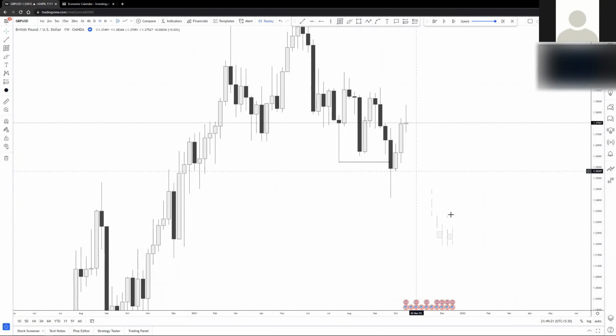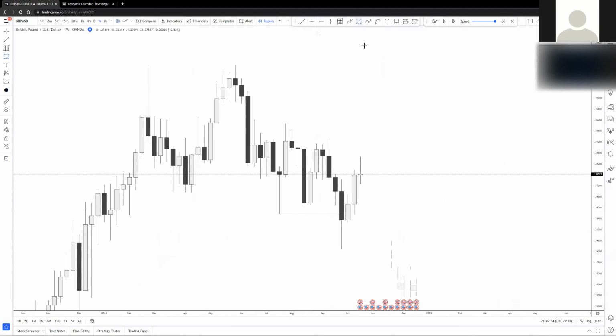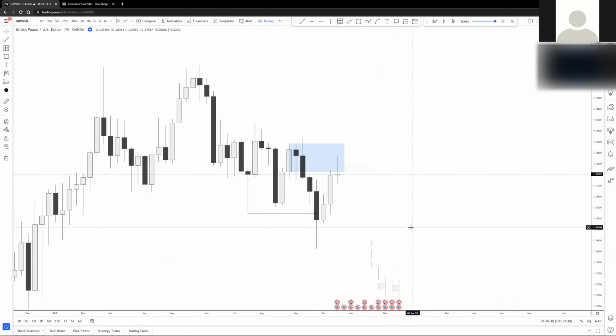So on the weekly, what do we have? We have a major breakout structure, and that is bearish. That confirms that the market is still bearish. And where are we currently at? We are inside of an order block, inside of a weekly order block.